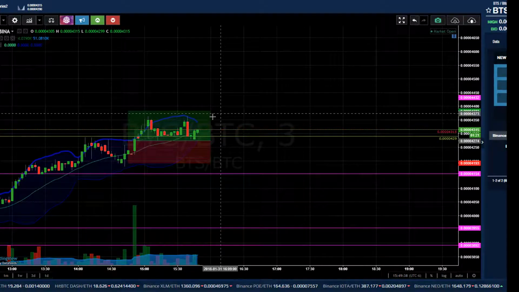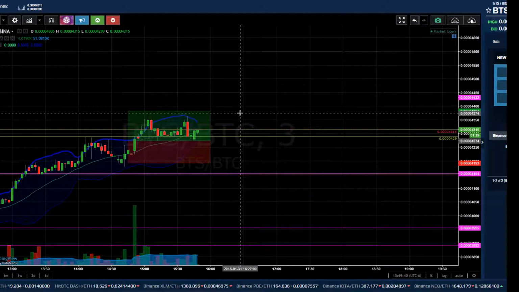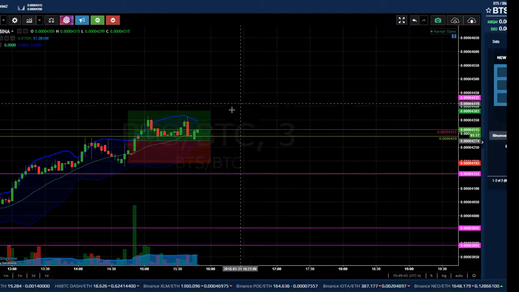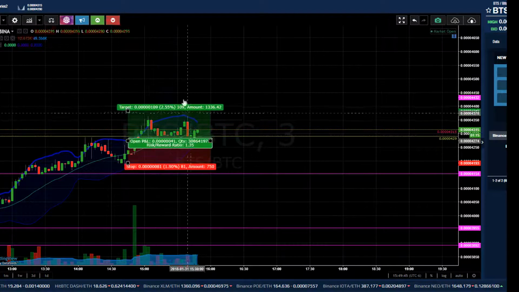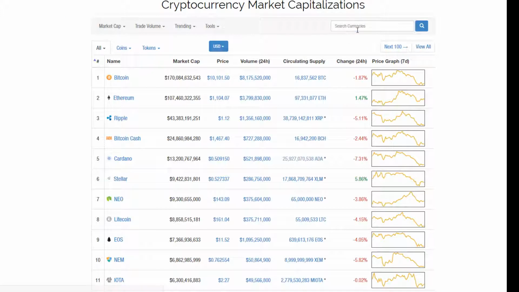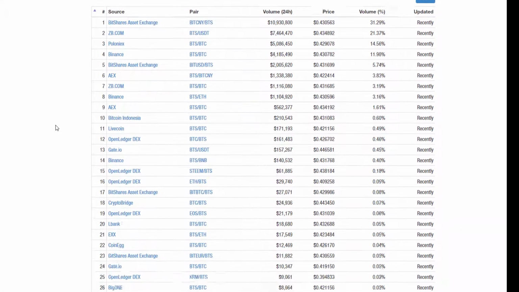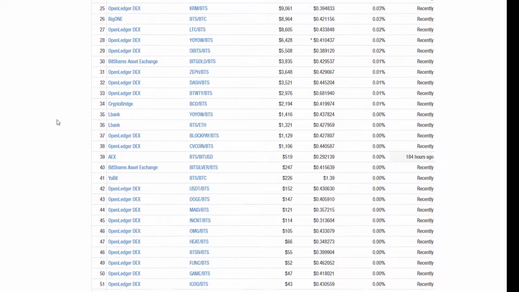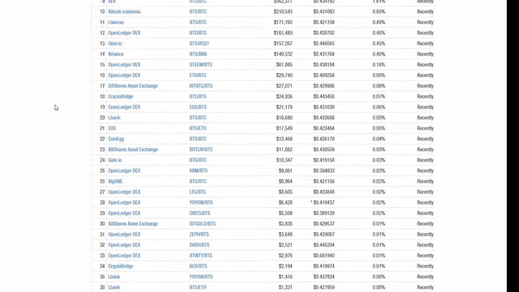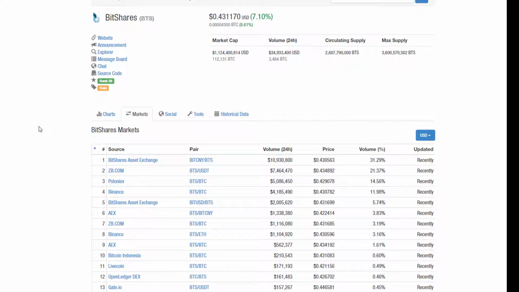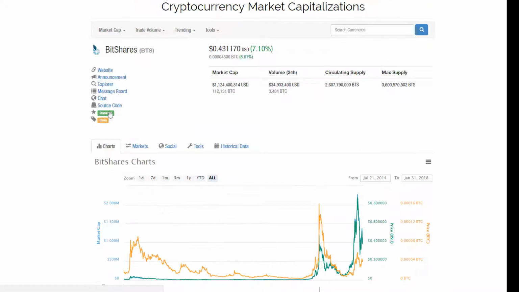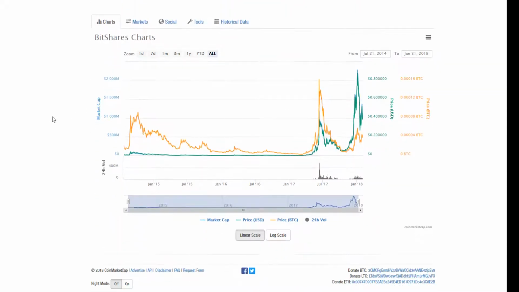So here's something you want to keep in mind. You want to understand where BTS is actually traded, right? So let's go to CoinMarketCap. You want to go to BTS, BitShares, and you want to understand this. You want to say, okay, well, it's on a fair number of exchanges, right? But you want to understand, is this something that's swayed more by the Asian market? You want to understand that.